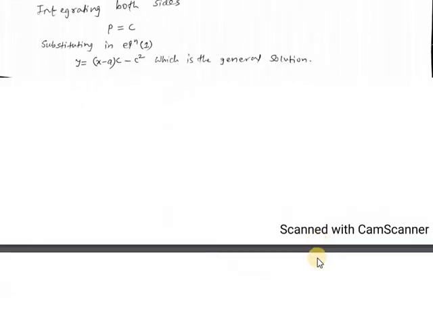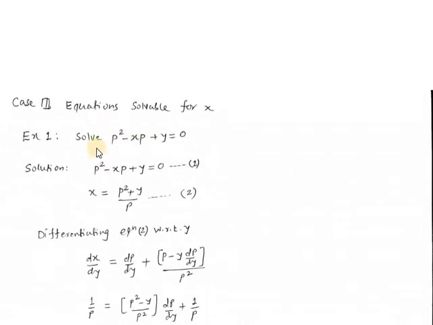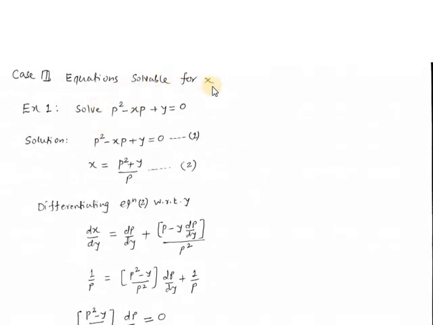Now let us discuss case 3, equations solvable for x. First example, solve p square minus xp plus y is equal to 0. Suppose this is equation number 1. Now taking x as the subject, we will get x is equal to (p square plus y) divided by p. Suppose this is equation number 2.